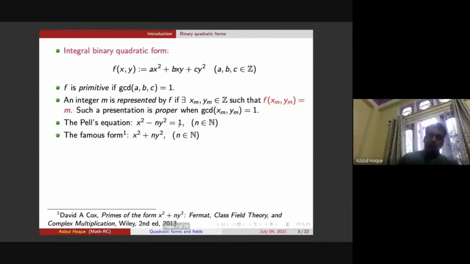So another form was considered by Fermat in 1640. That is this one, x square plus ny square, where n is a positive integer. In fact, there is a nice book on this structure, written by David A. Cox, and there is a nice connection also with some of Fermat's theorems and class field theory as well as complex multiplication. So this is a nice book.